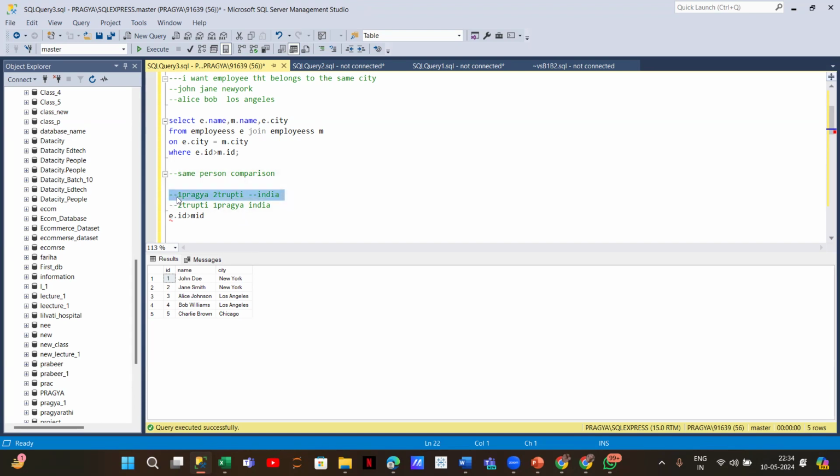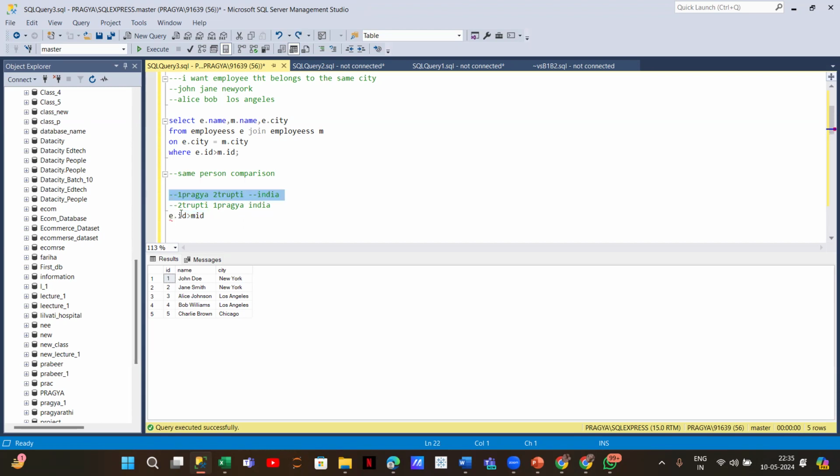Here I have one and here I have two. So one is greater than two? No. So it will remove this also. So now I will only get one row. It will remove all the duplicates now. So do you get how this condition is removing the duplicates?